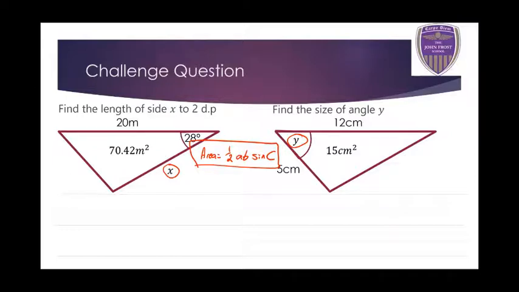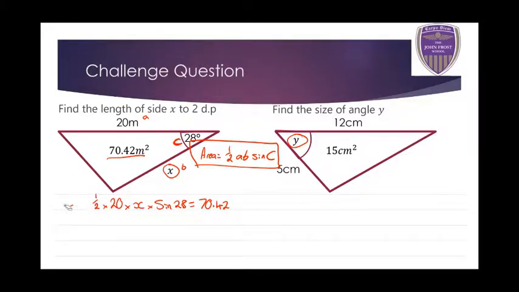For the first question on the left here, we're looking to find missing side x. If I was to label these sides, I'll call this side A, I'll call this side B, and I'll call this angle C. Substituting those values in, we've got a half times A, which was 20 in this case, times B, which we didn't know so we'll call that x, times sine 28. And the area we're told is 70.42 meters squared.